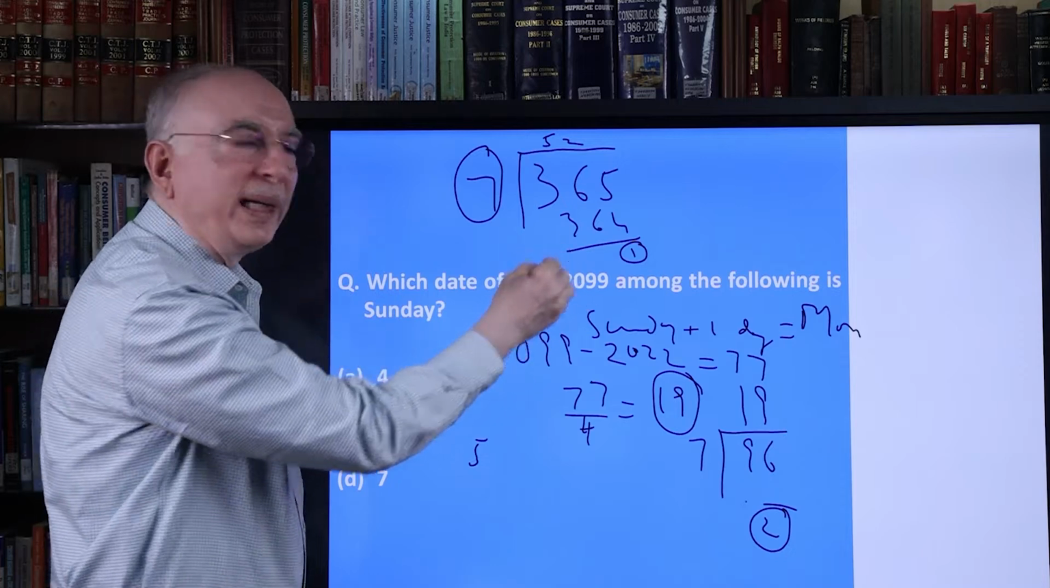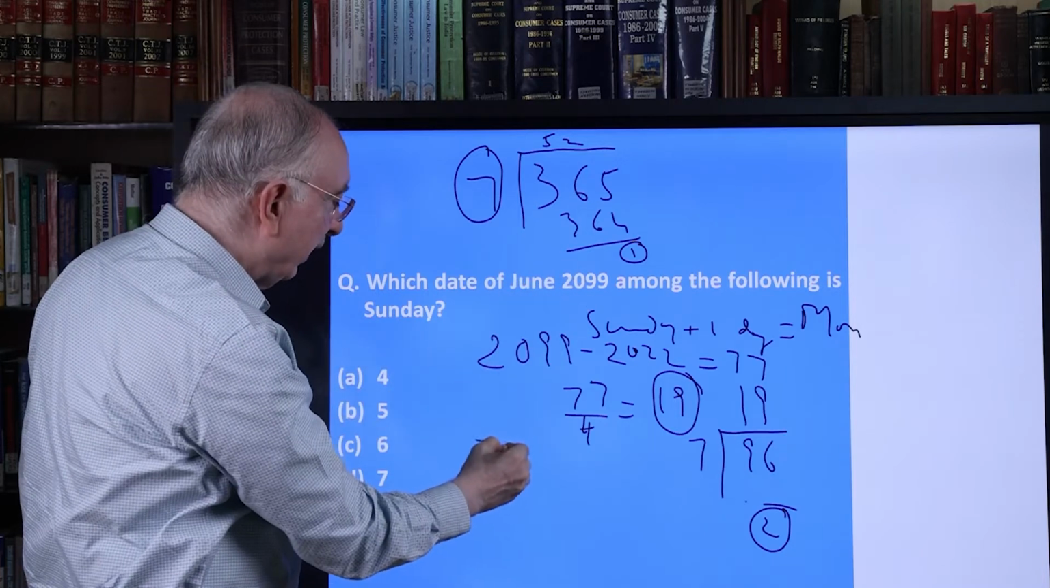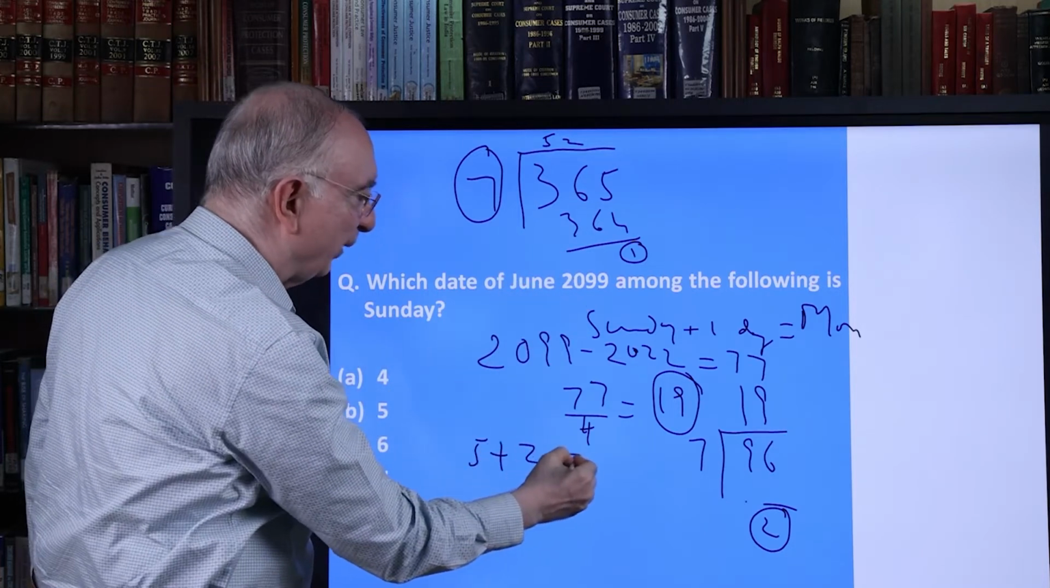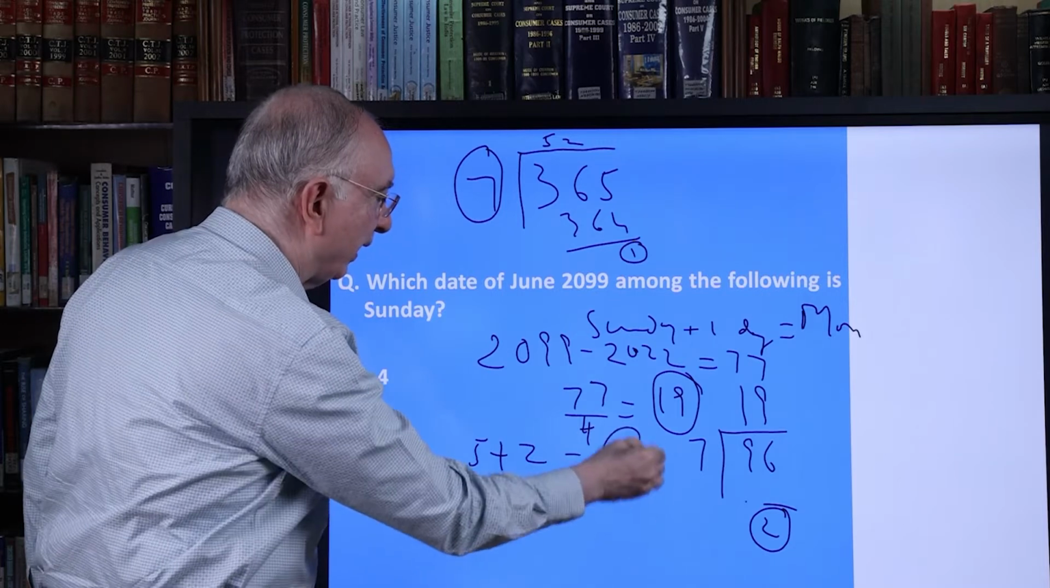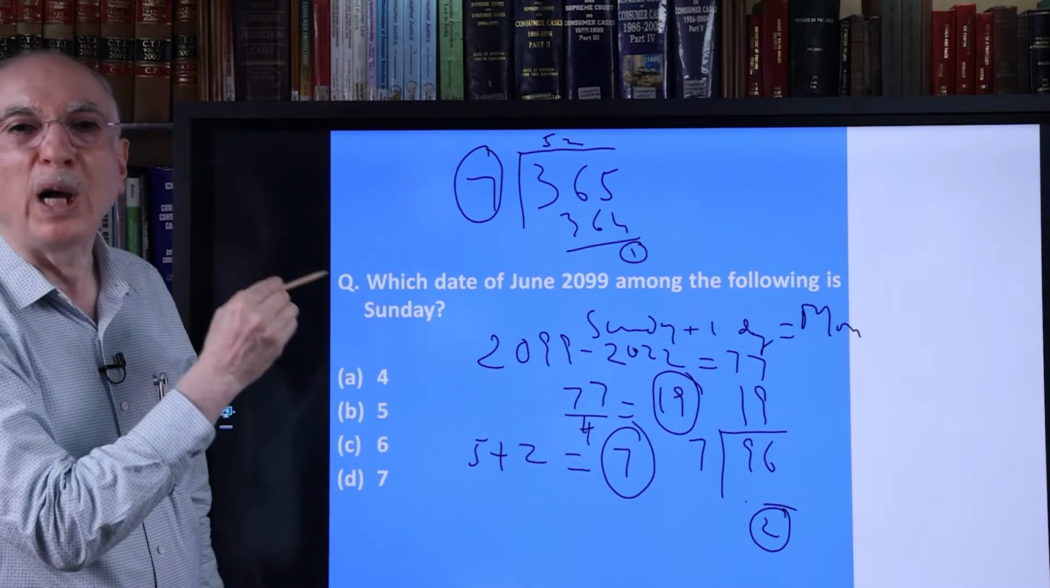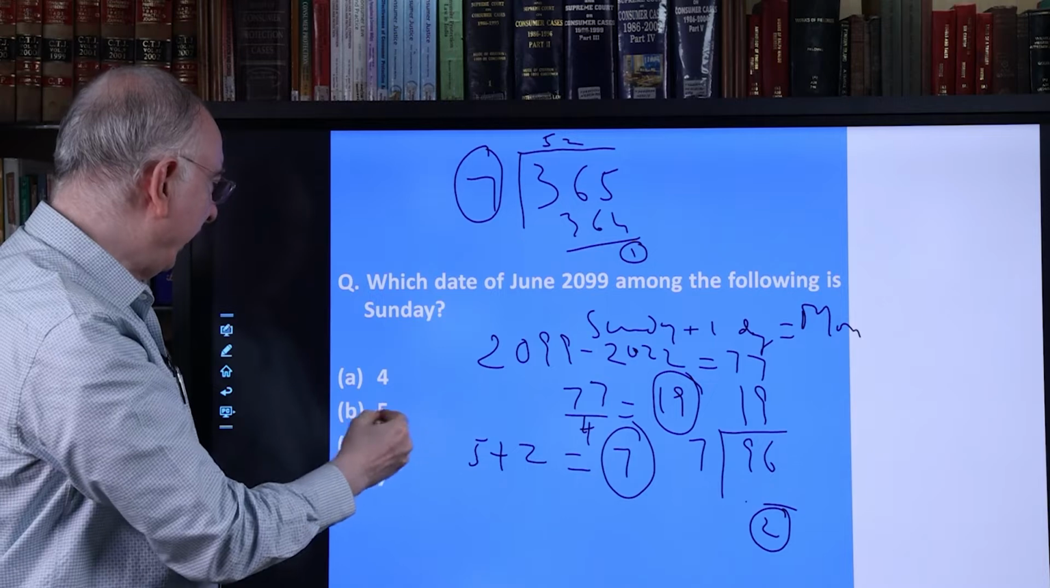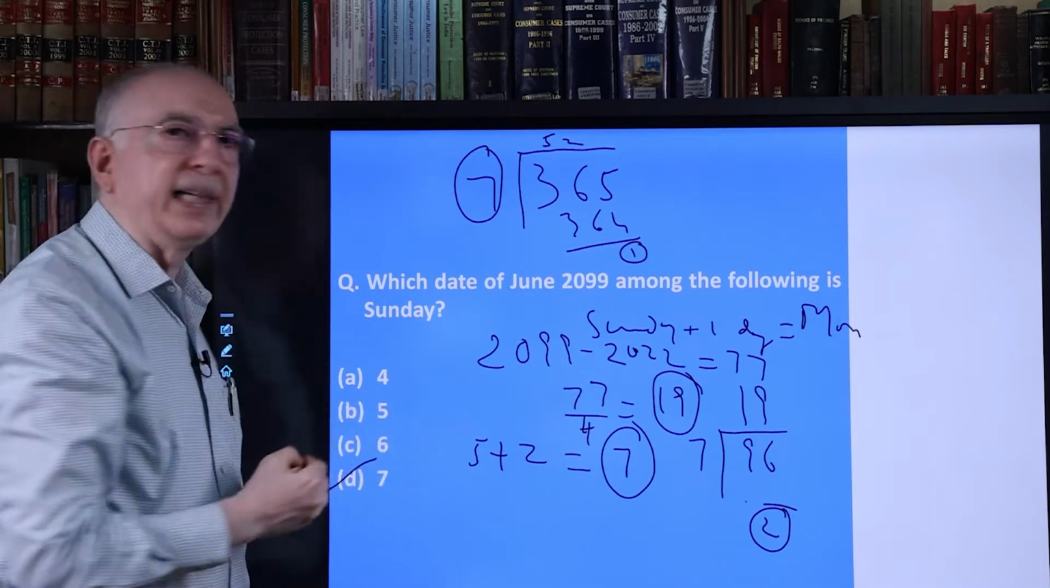So on June, the Sunday of 2099 will be 5th, because on 5th June 2022 was Sunday. The Sunday of June 2099 will be 5 plus 2, that means 7. So 7th June 2099 will be Sunday. Therefore, option D is the right answer.